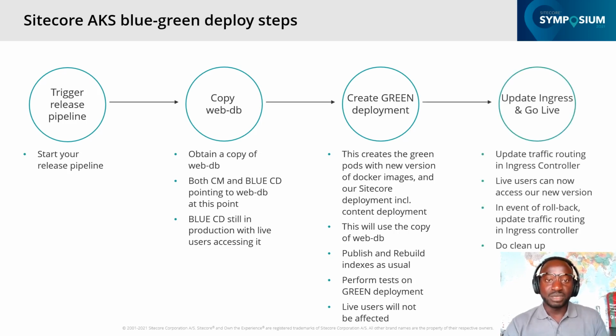Then once we are happy with that green deployment, the next thing we do here is to update traffic routing in our ingress controller, and live users can now start accessing our new Sitecore version in the green deployment. In the event of a rollback, again, we just update the ingress controller to redirect the traffic back to the blue deployment. If the blue deployment is no longer required, we can do cleanup to save on resources.